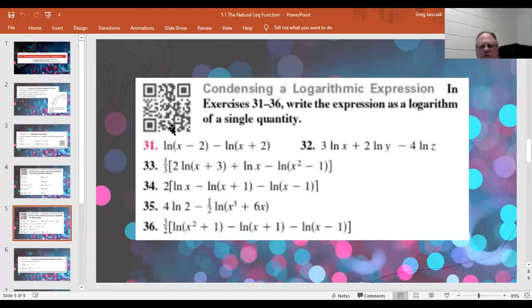Here we're writing an expression as a logarithm of a single quantity. So here we have the logarithm expanded out, and we want to condense it to a single logarithm. So we're going to look at problem number 33. All righty, so I'll just write this down. Number 33, and we've got 1/3, and then a bracket, and we've got 2 natural log of (x plus 3), close that, plus natural log x minus natural log of (x squared minus 1), and close that parentheses, close the bracket. Okay, so switch back to the board.